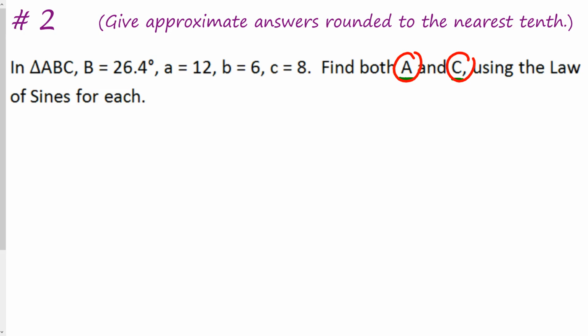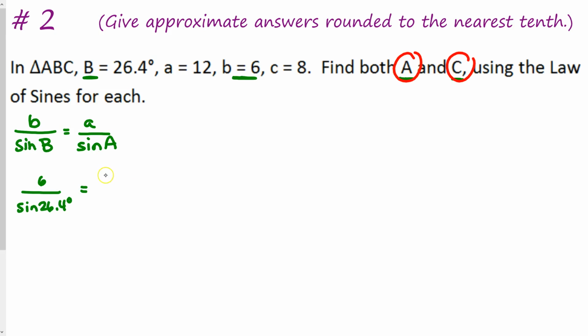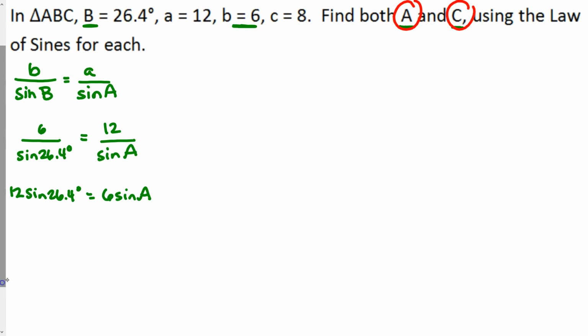So notice the pair that we have. We have angle B and we have side b. So let's do b over the sine of B equals a over the sine of A. So that would be 6 over the sine of 26.4 equals 12 over the sine of A. So we cross multiply. There's going to be an extra step this time. Next, we're going to divide both sides by 6.